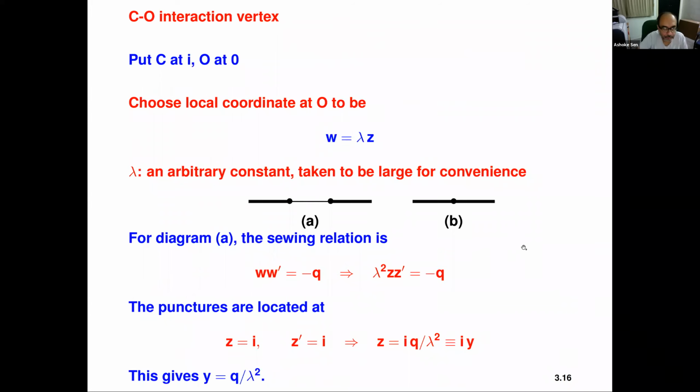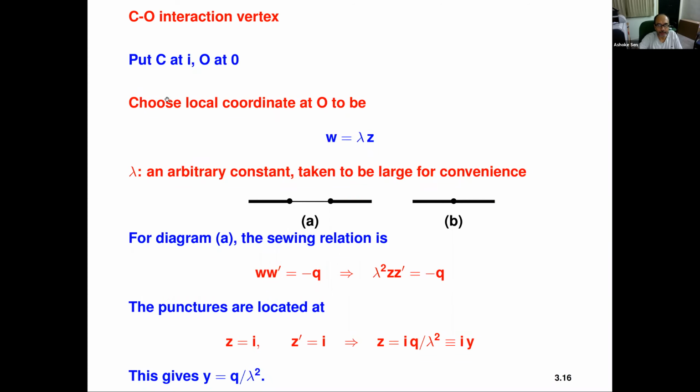Now let me specify the CO interaction vertex. The way we will specify the interaction vertex is that we will put C at i, O at 0. You can always do that because the CO interaction vertex is on the upper half plane, where you have 3 conformal Killing vectors. Now you have an external C and an external O, so you can always use these 3 conformal Killing vectors to place C and O anywhere you like. So you place C at i, O at 0.